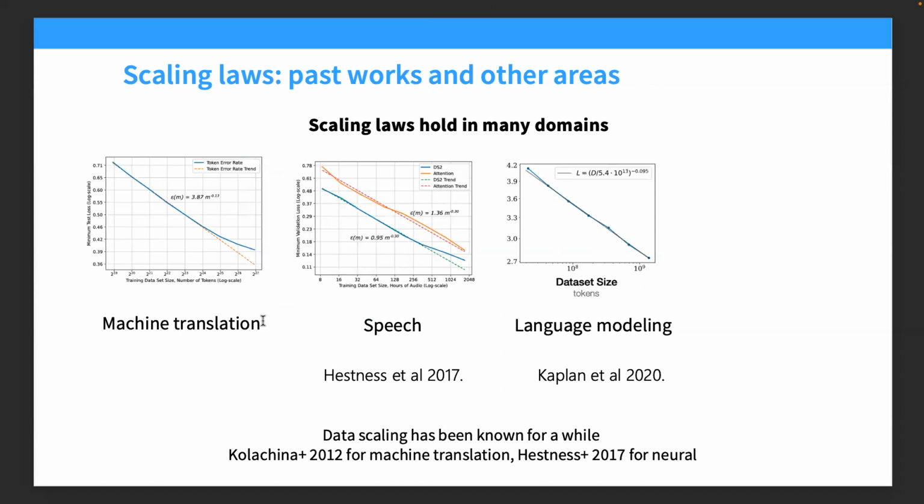Before diving deeply into why, people actually observe this phenomenon across different tasks, such as machine translation. When they increase the training data size, they see a linear relationship in the log scale. Also for speech and language modeling, the same linear relationship occurs in the log scale. So people have been detecting this for quite a while.